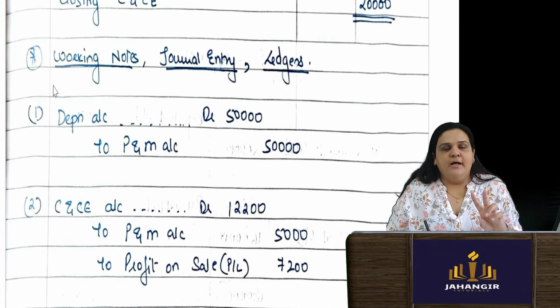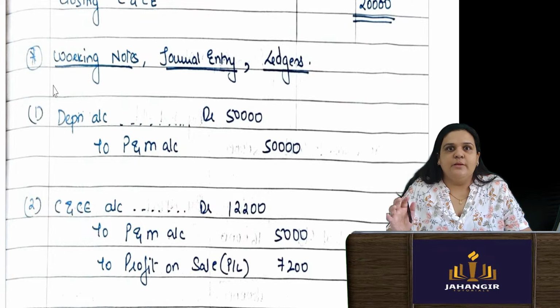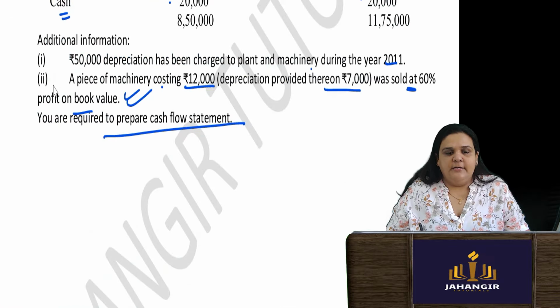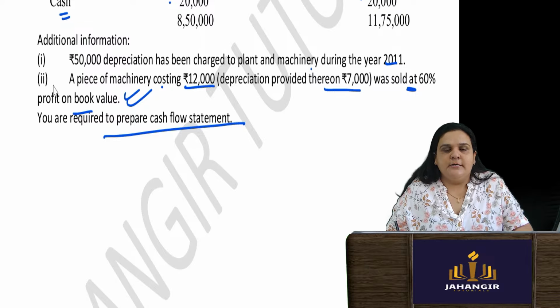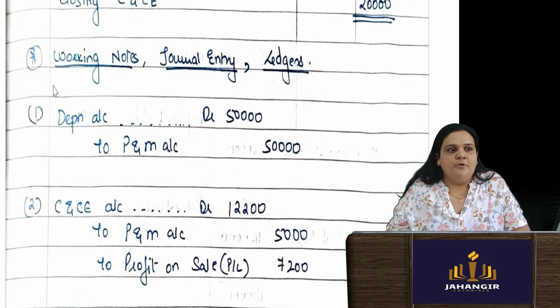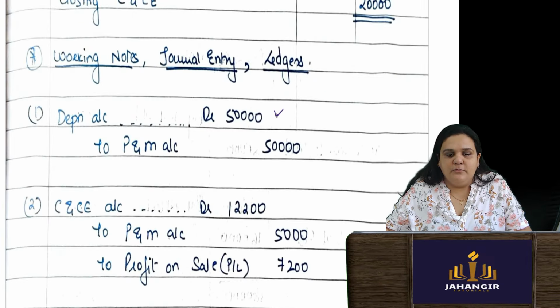I have passed two journal entries, working notes, journal entries and ledgers. It is very important for us to make ledgers when this type of summaries are given. Okay, first journal entry. Depreciation charge to plant and machinery, simple journal entry. Depreciation account debit to plant and machinery, 1000.